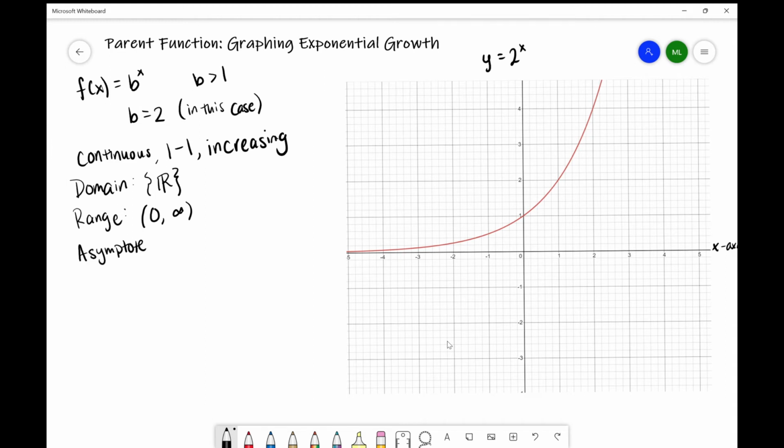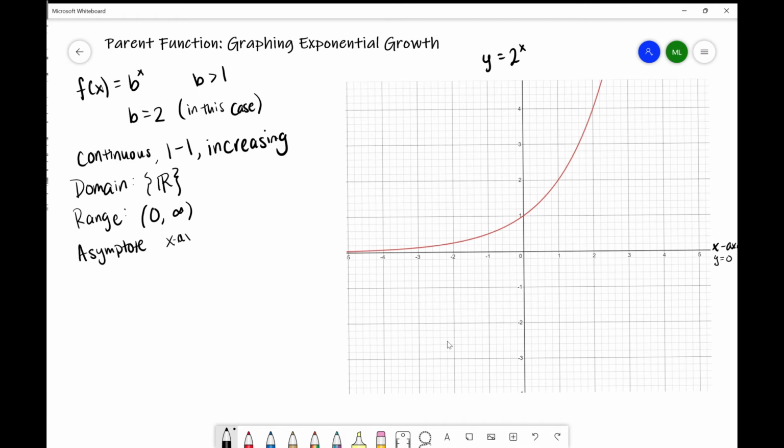Looking at our graph where it doesn't quite touch, based on our observation from the range, we can see that we never quite touch the x-axis. Right, the x-axis is basically y equals 0. It doesn't quite touch that. It never does. So our asymptote here is the x-axis.